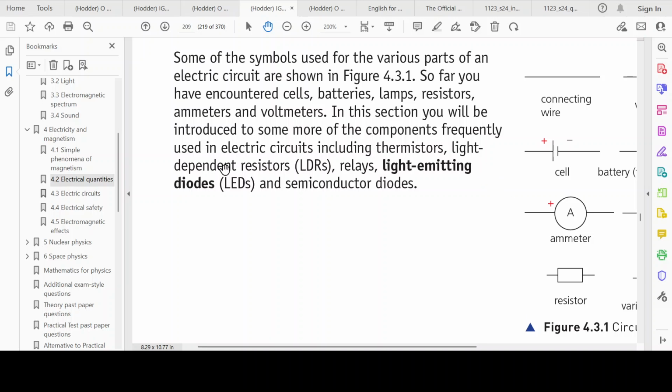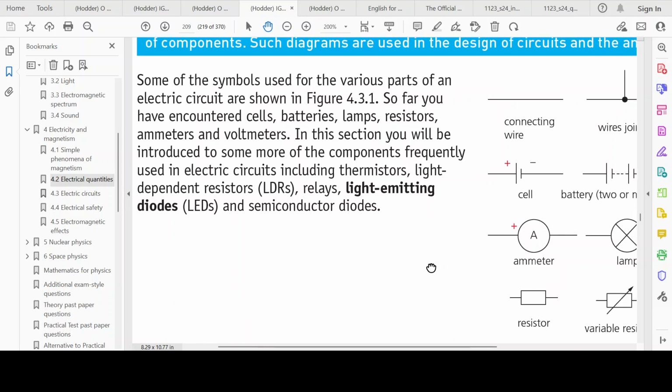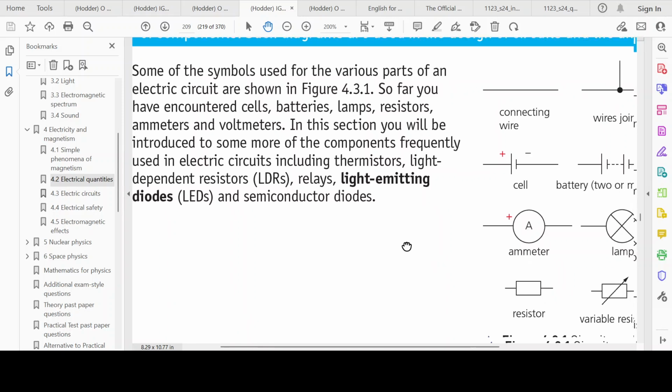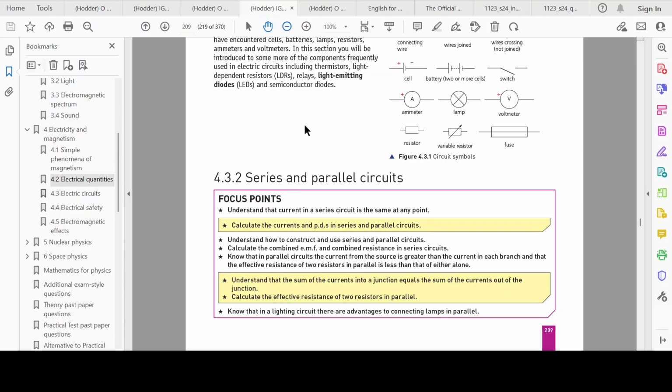So thermistors, light dependent resistors, relays, light emitting diodes, and semiconductor diodes. We've seen some of these, right? Sorry, the potential divider, not the thermistor, but the rheostat and the potential divider and the variable resistor. So we've seen symbols of them earlier on, and we'll be coming across those again later as well. So yeah, these are symbols you need to know.